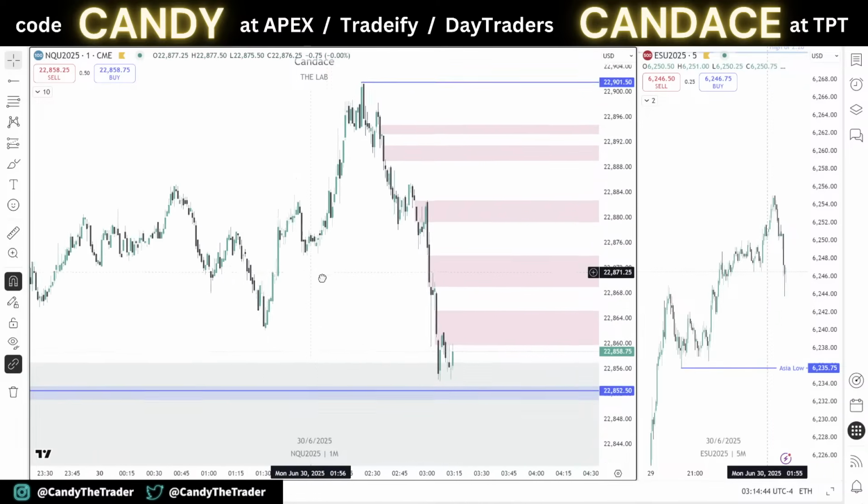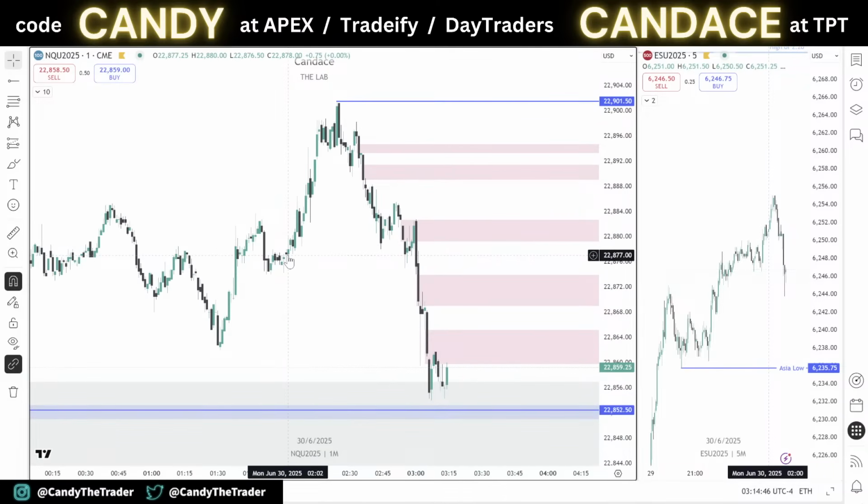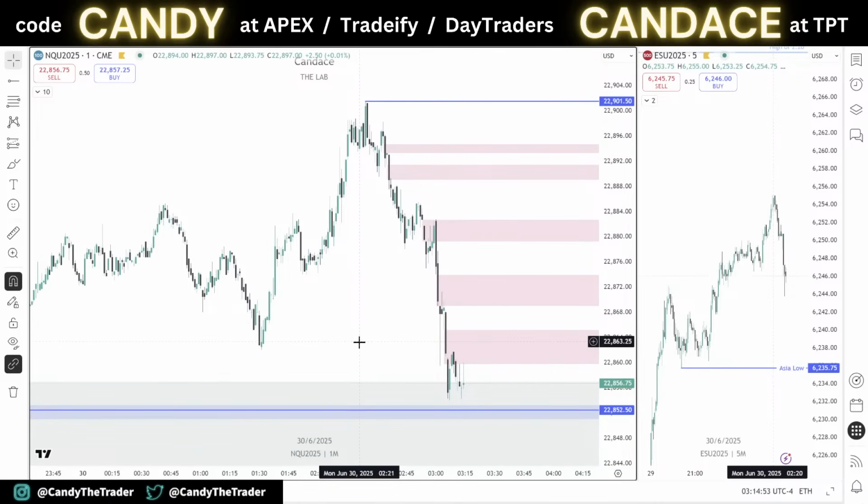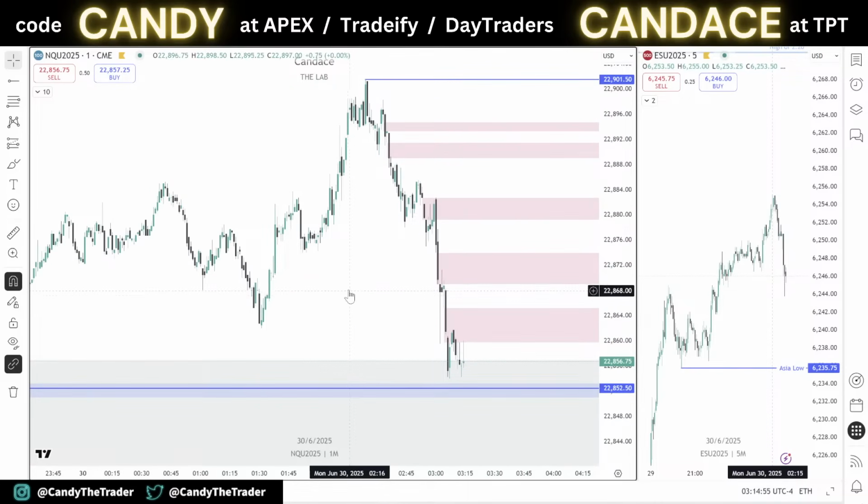For example, I wanted to get in the move at 2 a.m. and also get in the move at 2:30, but I didn't. Then I have to wait for another setup. I can't just enter with random trades.